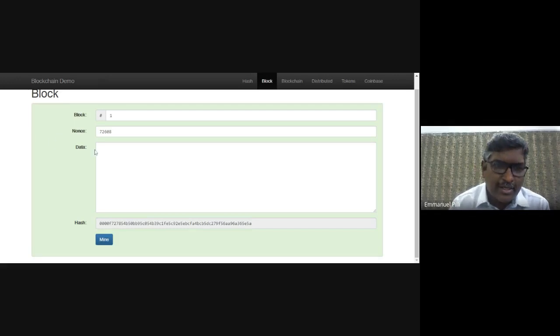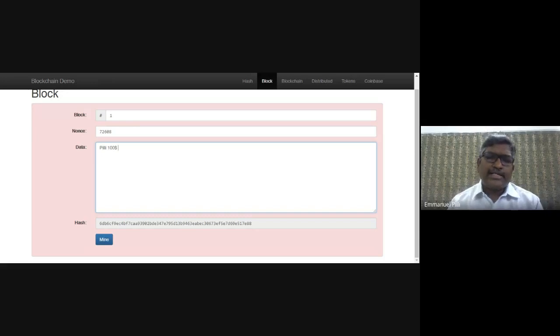Whenever I add transactions, you see this is green in color because this is perfectly valid. Let us say I have a transaction here. If nothing is there, the color is green. But if I make some changes, let us say Pilli is sending some $100 to somebody, once I add the transaction value here, the hash value changes. First four zeros should come, because in a simulated version it is four, and in an actual version, 19 zeros should come.